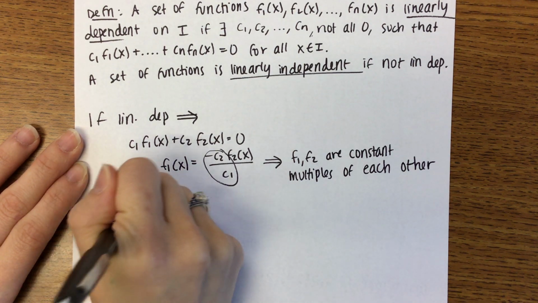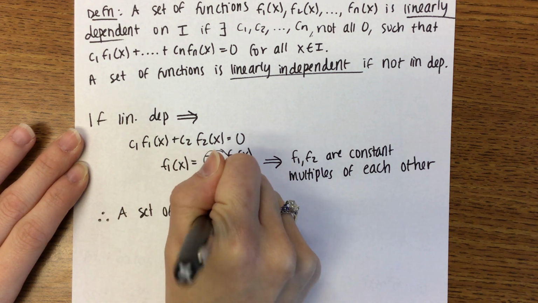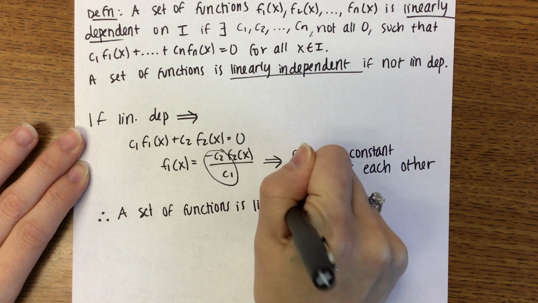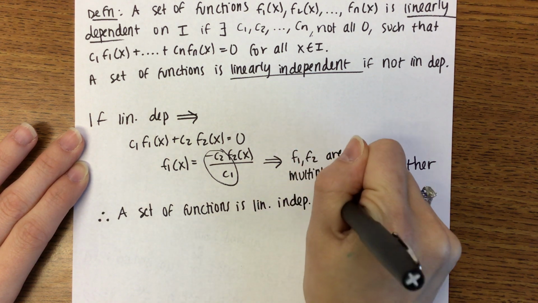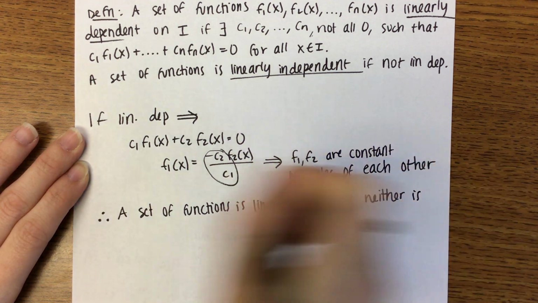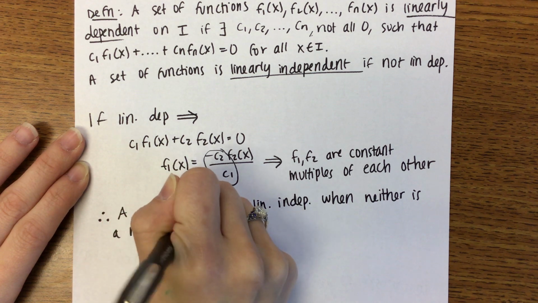Okay, so what does that tell us? It tells us that a set of functions is linearly independent when neither is a multiple of the other.